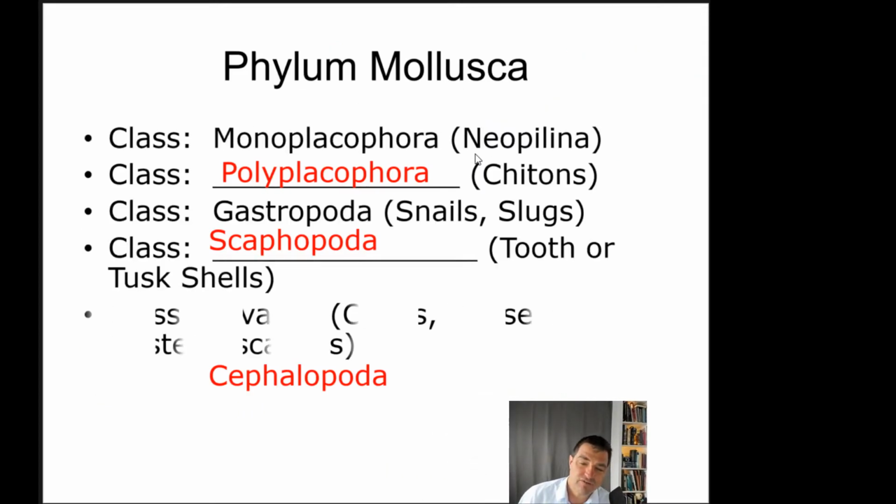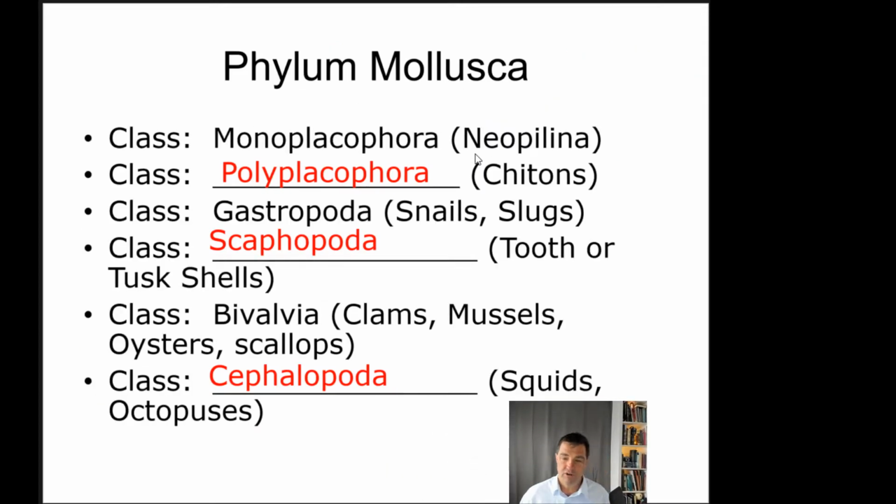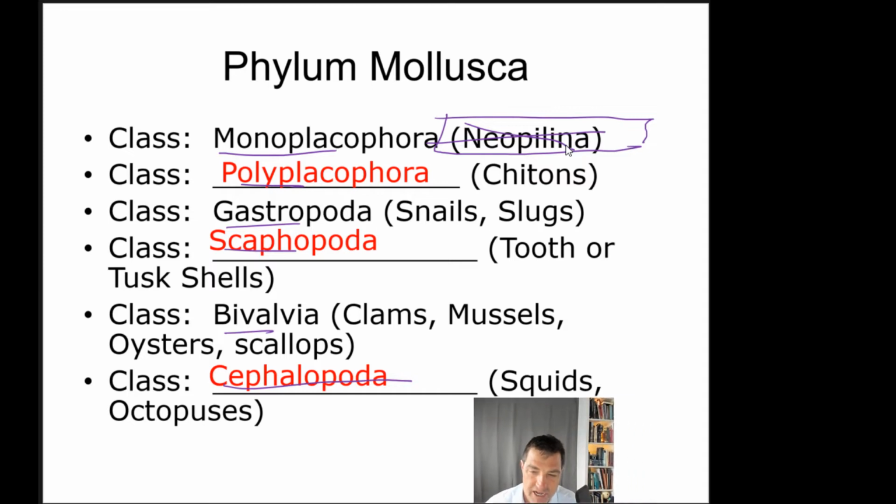So we have several different phyla that we'll go through. One phylum, sorry. So the phylum Mollusca has several different classes that we'll go through. We'll go through each one of these: the Monoplacophora, Polyplacophora, Gastropoda, Scaphopoda, Bivalvia, and the Cephalopoda. And these are the different common names of the groups that we'll go through here. You don't have to worry about remembering Neopilina there, because there's only one of those, and so that'll be okay.